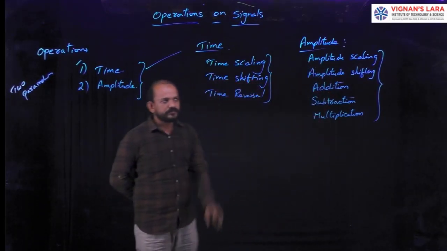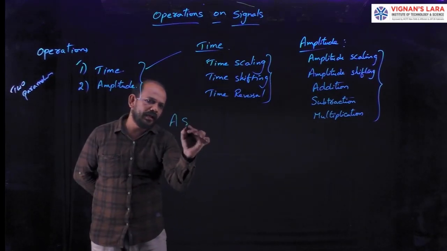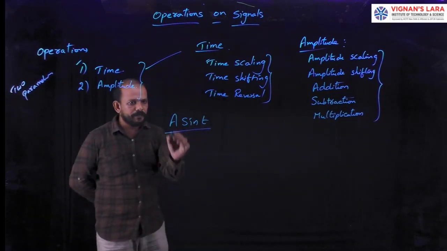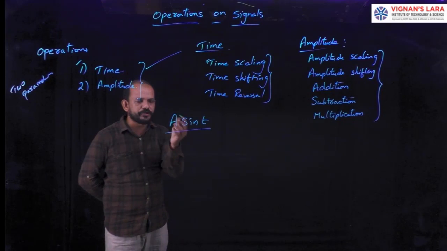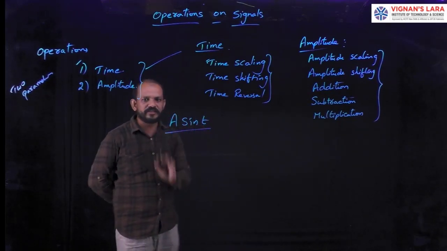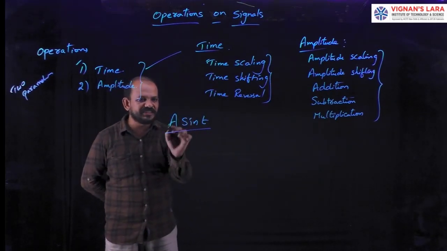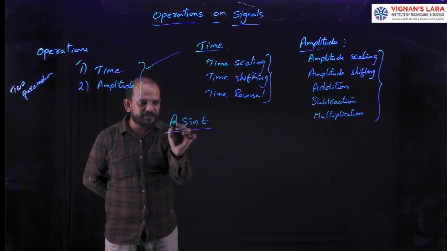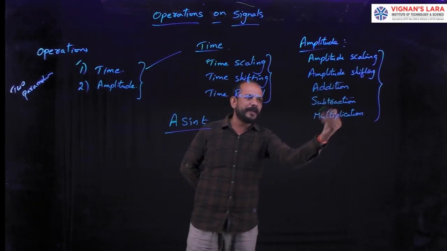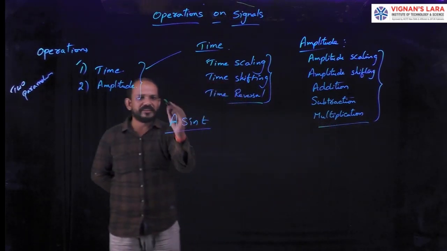Now consider a signal A sin t, where this A is the amplitude of the signal and this t is the time parameter of the signal. Now if I want to perform operations with respect to amplitude, I am going to perform operations like amplitude scaling, amplitude shifting, addition, subtraction, multiplication.